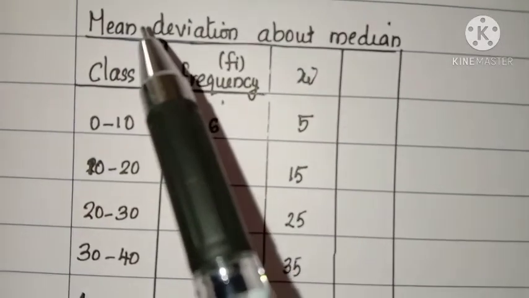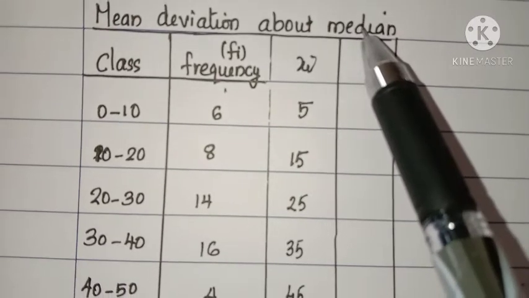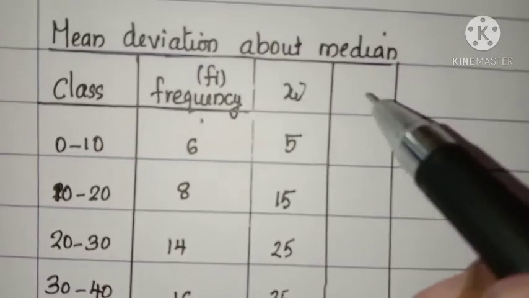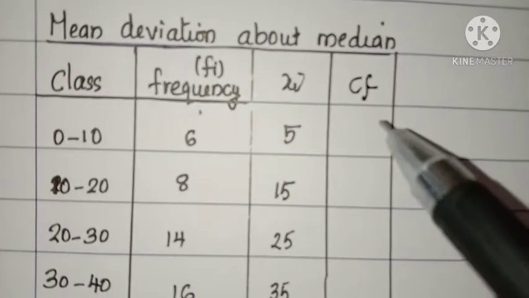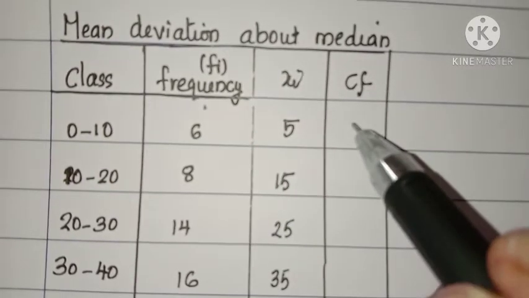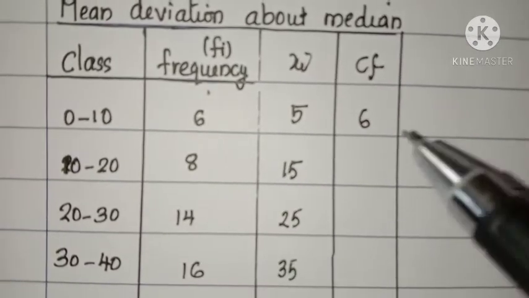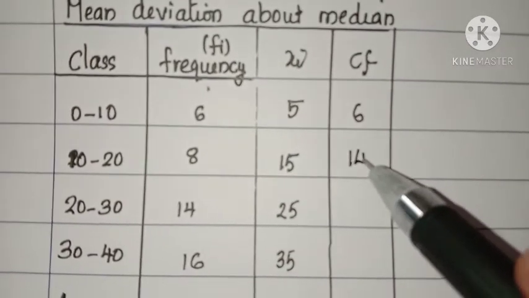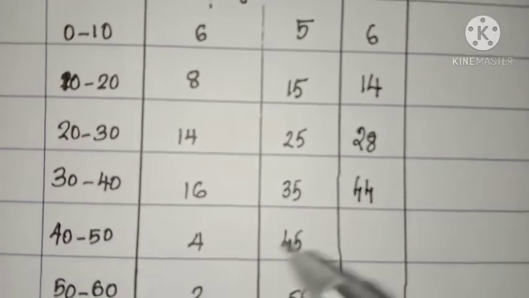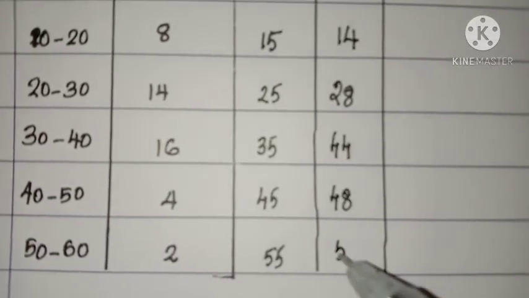Now our question is to obtain mean deviation about median. So once again I remind you, to obtain median you have to find cumulative frequency. Cumulative frequencies are the frequency of the given as such, so we write 6, then successive addition of the given frequencies. So this becomes 14, 28, 44, 44 plus 4, 48, 48 plus 2, 50.